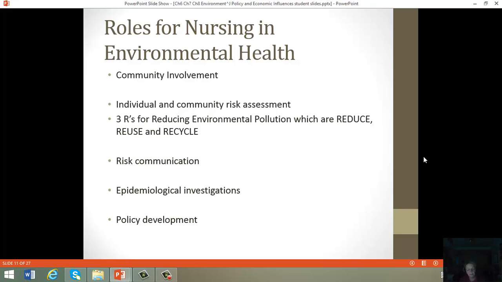Individually, a nurse who wishes to be involved in reducing environmental pollution could be involved with reduce, reuse, and recycle. Could educate people on that, also practice that themselves. Those are the 3 R's for reducing environmental pollution, and that's something that we all should try to do.